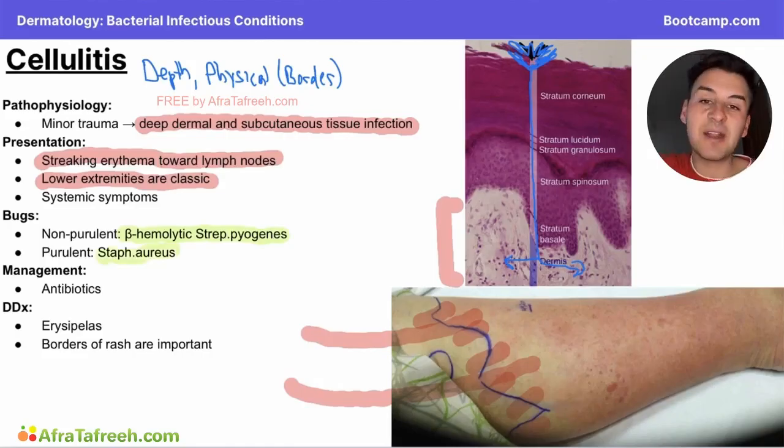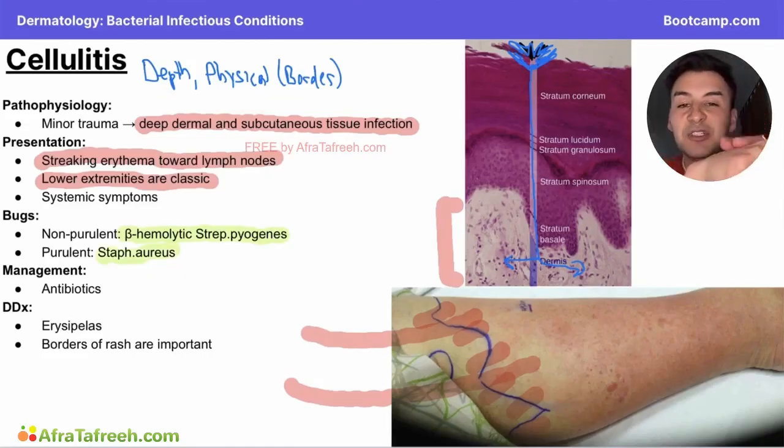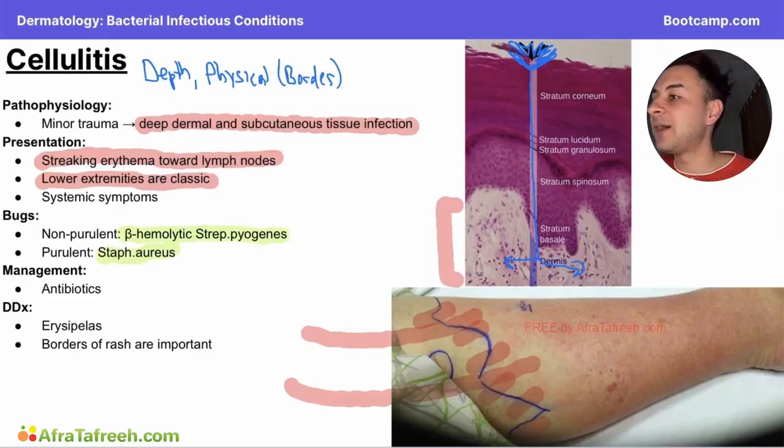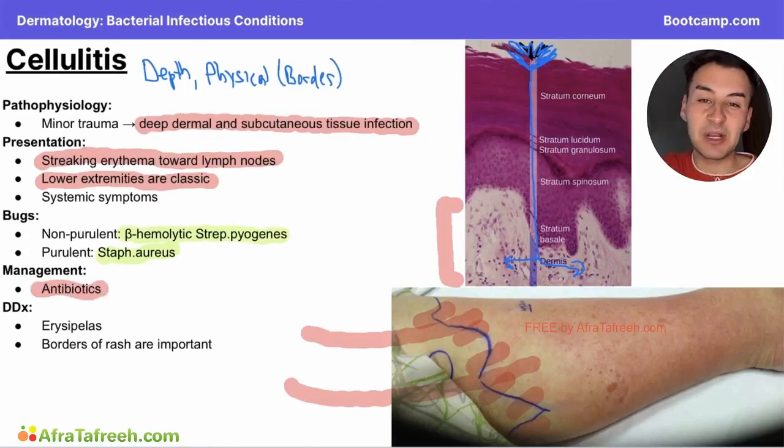Now, the picture here that I showed is a picture of the non-purulent type, whereas the purulent type will look kind of similar, but it will have induration and fluctuance. So like a little lake or some fluid that you would be able to tap on and feel underneath that area of erythema. In terms of our management of this, we are just going to give antibiotics that are going to cover the bug we suspect. So it'll be a great choice to choose something that covers both staph and strep.